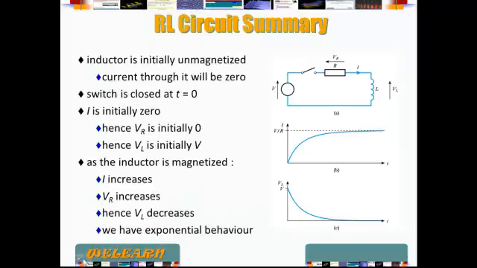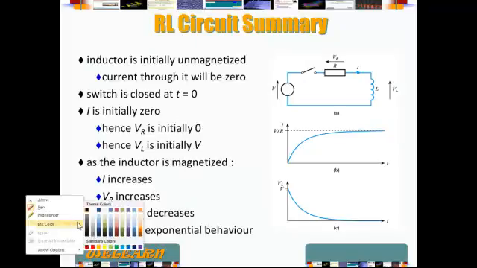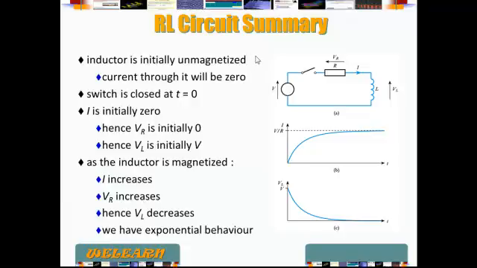We are going to do a similar analysis for the inductor. The inductor is initially non-magnetized. Since it does not have a current, it's not magnetic. The current through it is initially zero, and it's going to go to a maximum value where the inductor, since it's just a wire, if we don't have any more change in current, is going to act just as a wire. So I is initially zero, so the voltage across the resistor is initially zero.